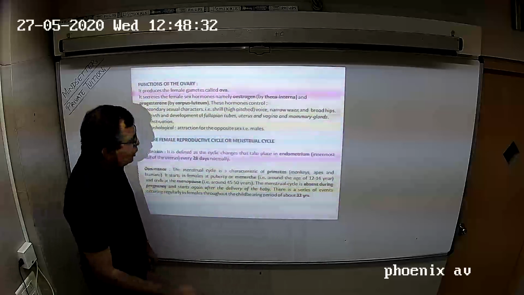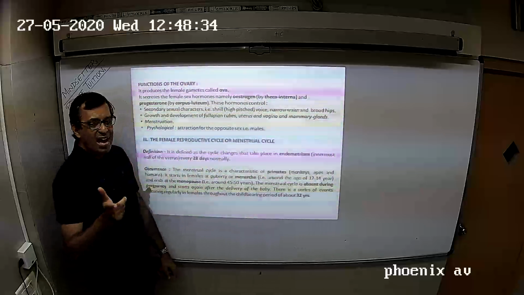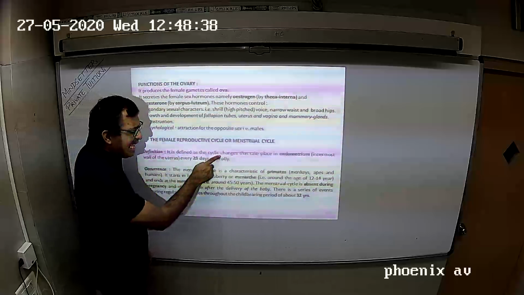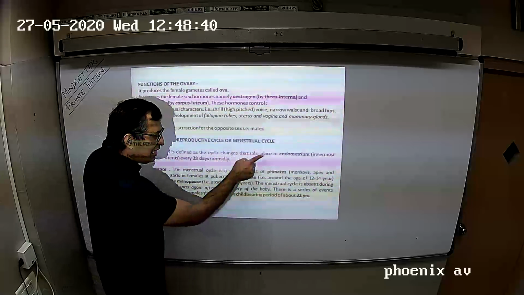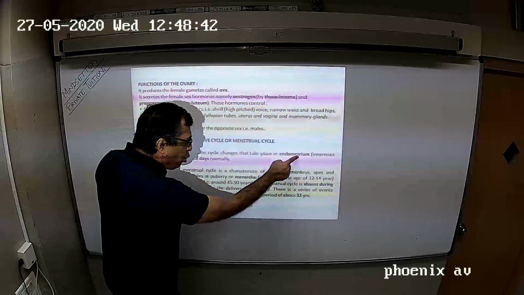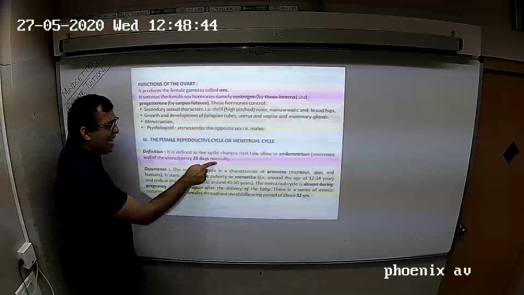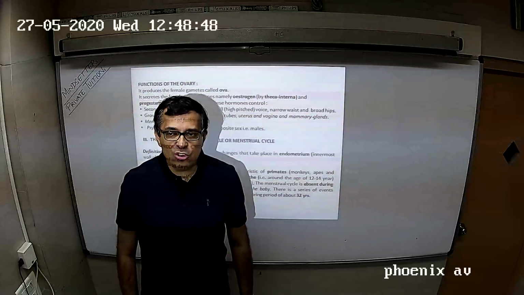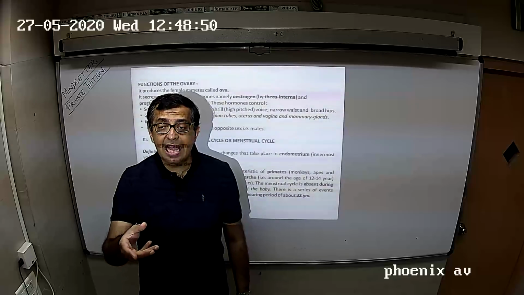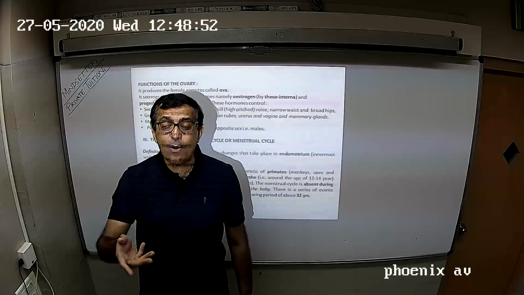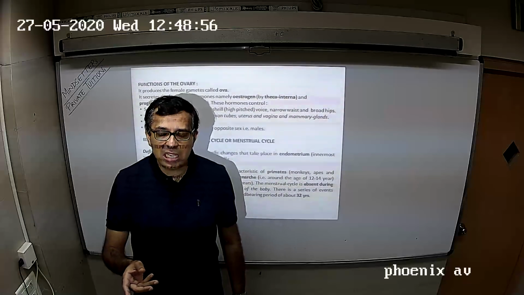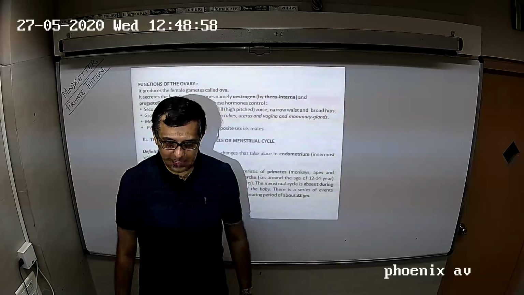So what is the menstrual cycle defined as? The menstrual cycle is defined as the cyclic changes that take place in the endometrium every 28 days normally. Cyclic changes that take place in the endometrium every 28 days is called the menstrual cycle. What do you mean by this?